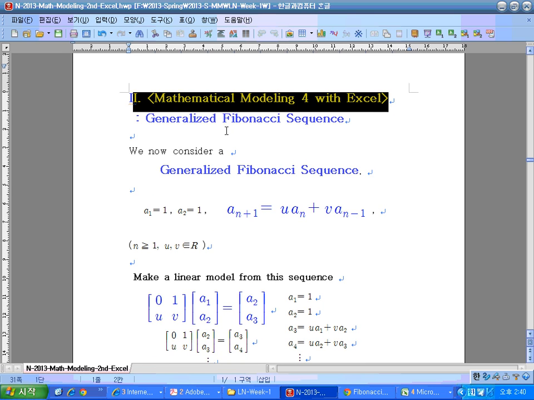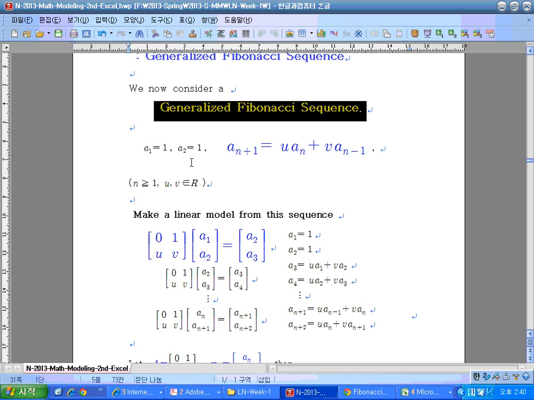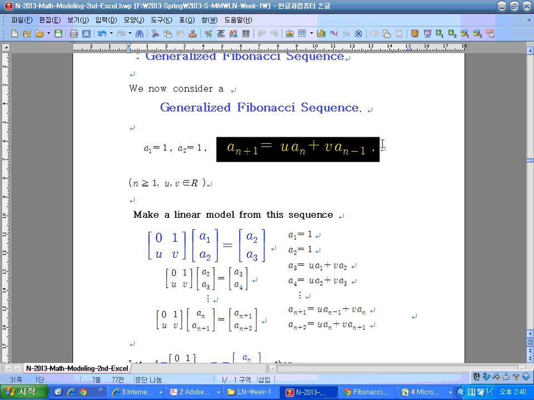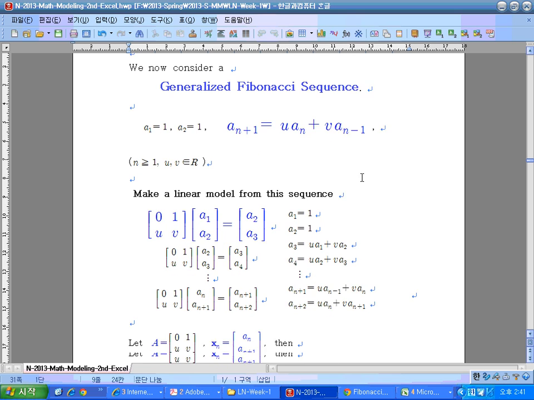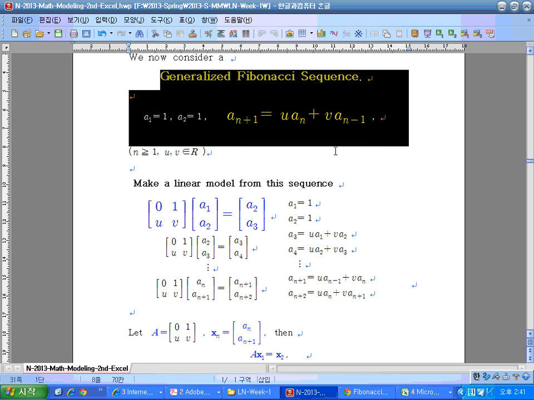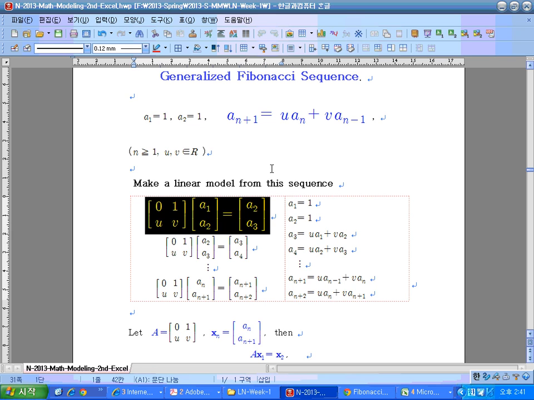Then we can think of the next model like this. This is the English version of the previous page. Think about the generalized Fibonacci sequence. Now we think about this kind of sequence. Instead of 1 and 1, we have u a_n plus v a_(n-1) to make the next term. This is the general form. Then what can you think from here? Since we have seen a matrix form of the Fibonacci sequence model, we can easily think of this matrix form.